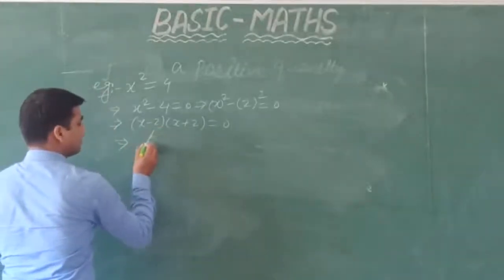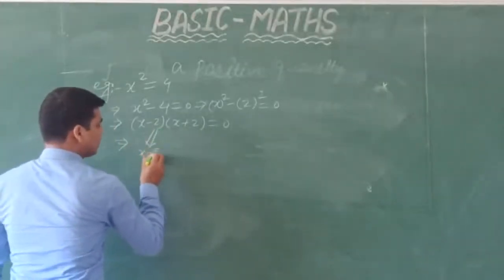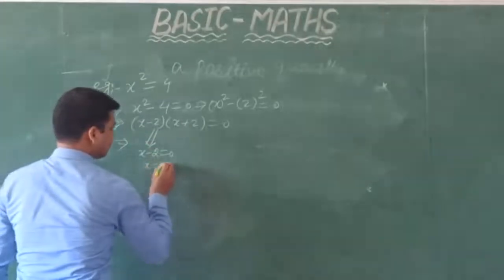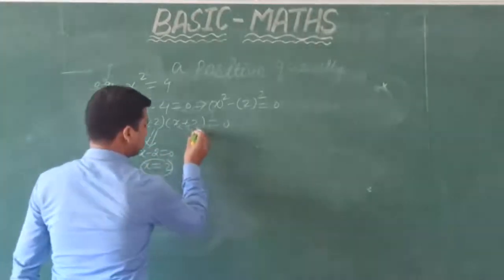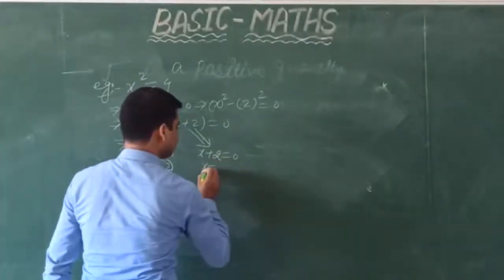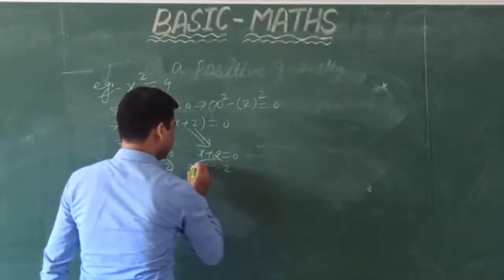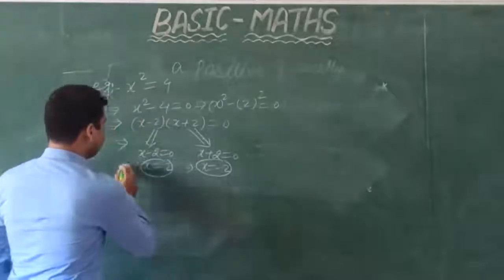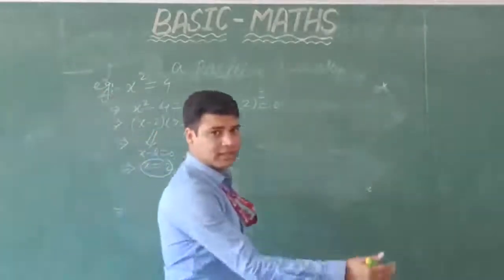So here you will get x minus 2 equals 0, so you will get x equals 2. Okay, if you put this one equal to 0, you will get x plus 2 equals 0, then you will get x equals minus 2. Okay, so what are we getting? We are getting x equals 2 or minus 2.